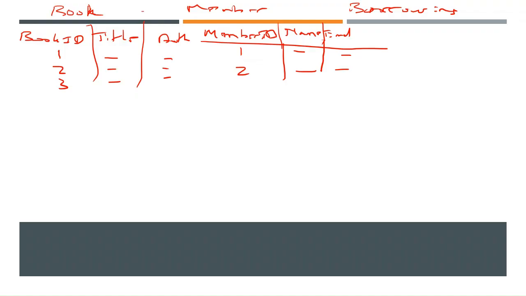When you talk about the borrowing table, you might have, for example, the borrowing ID, the member ID. You need to know who borrowed the book. And let me just do that on the left because I'm not getting sufficient space. Just give me a second.